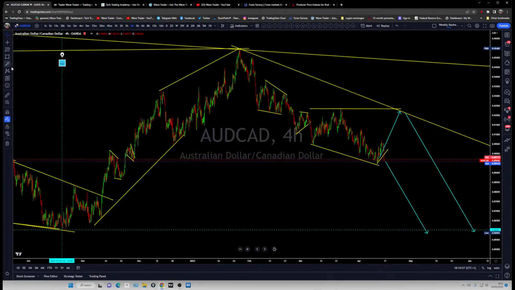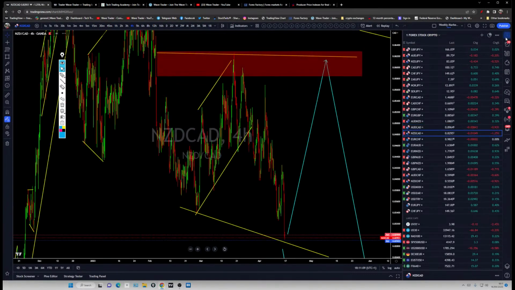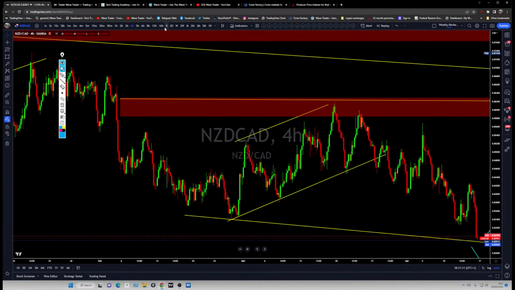But in case we are going to see another leg higher like my chart is showing, then this simple contracting triangle can continue. So you shouldn't chase that at the current price. NZD CAD is also very similar to that.